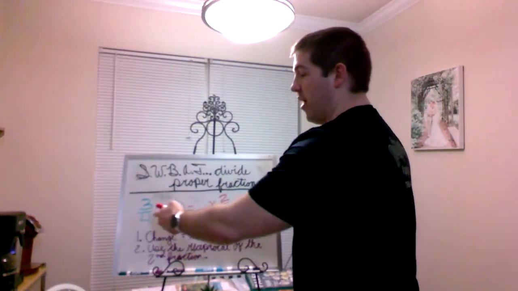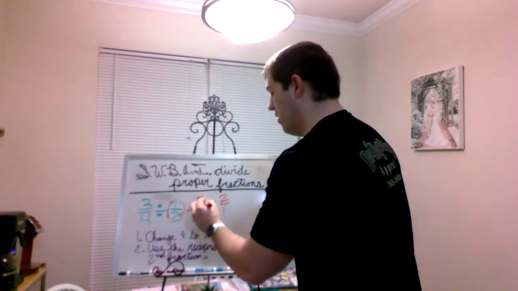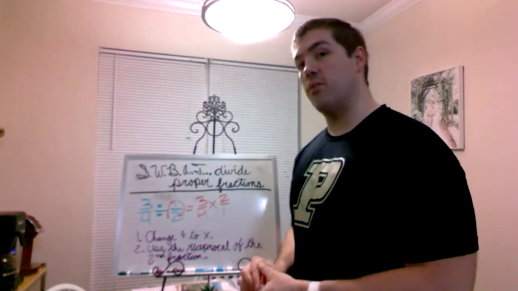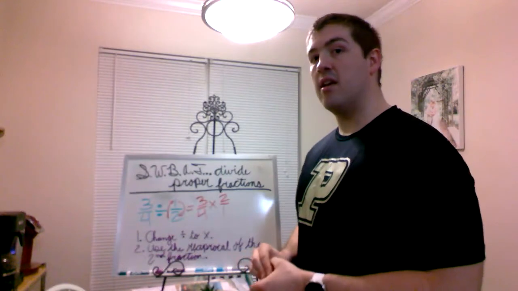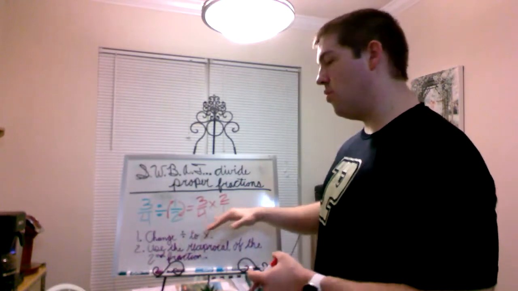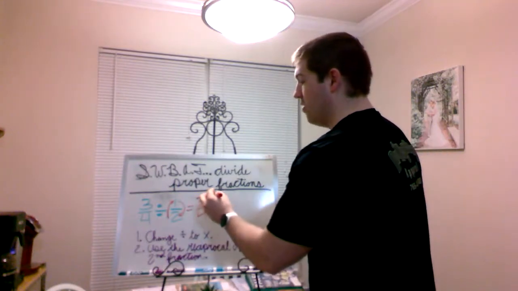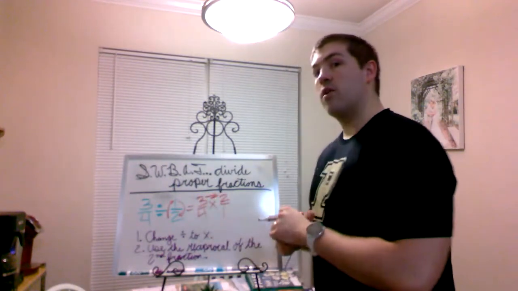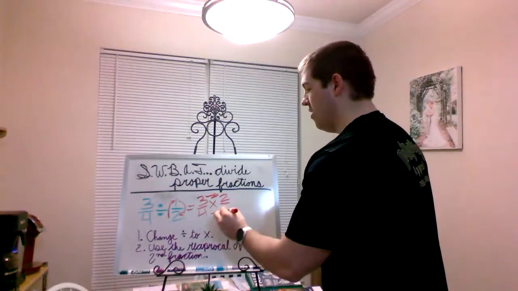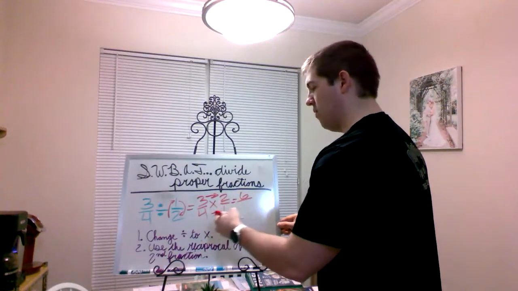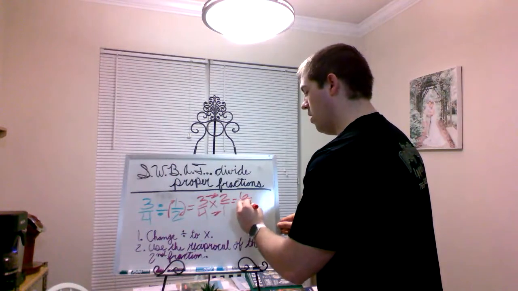All right, you bring 3/4 over unchanged because it's the first fraction. We do the reciprocal to the second fraction. And now what we have is a new problem where it's multiplying two fractions together. So we multiply our numerators and denominators. So 3 times 2 is 6. 4 times 1 is 4.